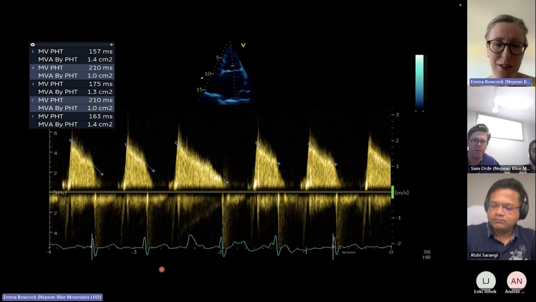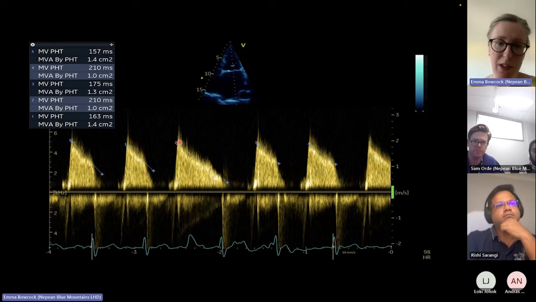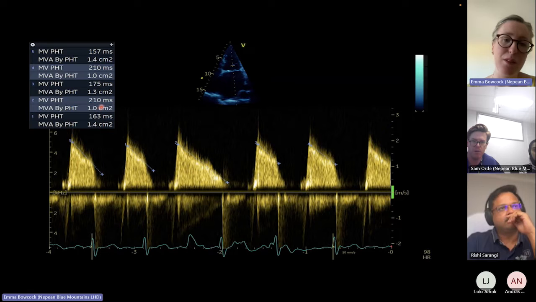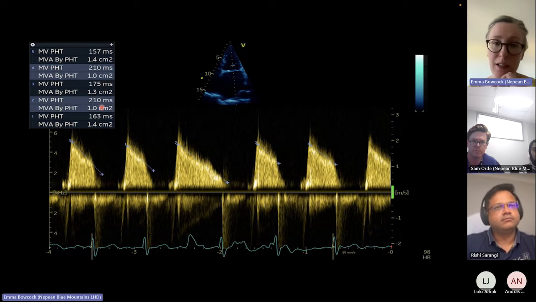Again, this is not perfect, right? You've got all this beat to beat variation, but you essentially just draw it. There's an option for pressure half time, and you're trying to trace this out as best you can. You can see from this patient, their pressure half time varies between 157 and 210. So that number of 150 milliseconds that they talk about in the guidelines, they're going above that, aren't they? So it's consistent with severe mitral stenosis based on the pressure half time.